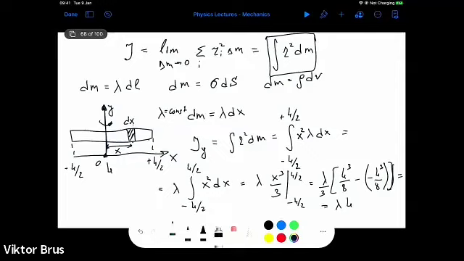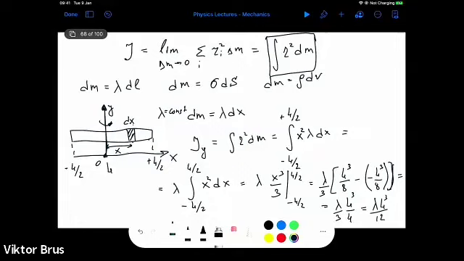And then that means we have lambda divided by 3 times L cubed divided by 4, because we sum up 2 of these L cubed divided by 8. And this is equal to lambda L cubed divided by 12.